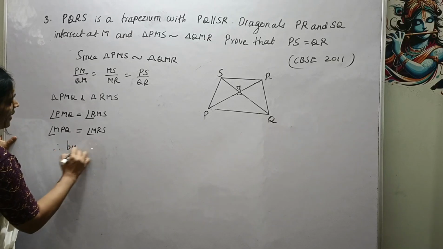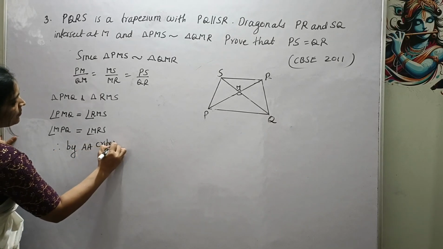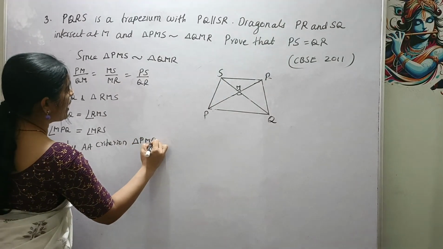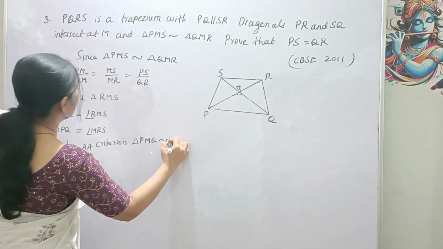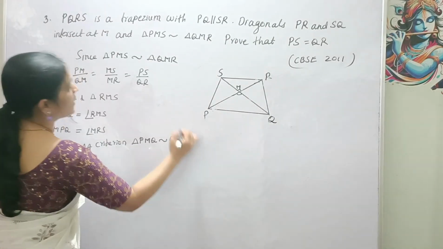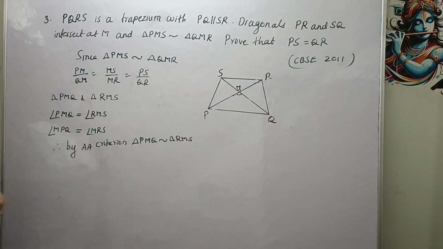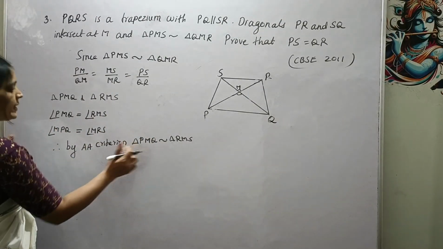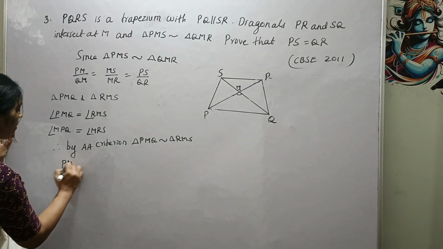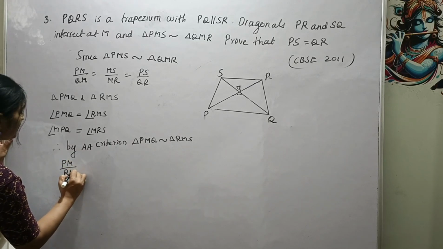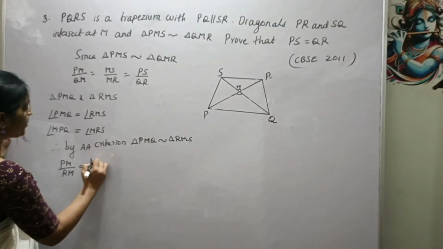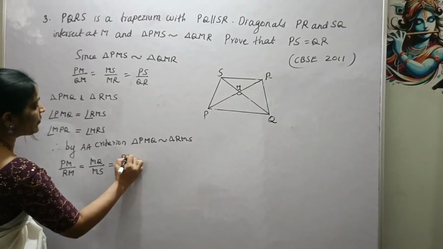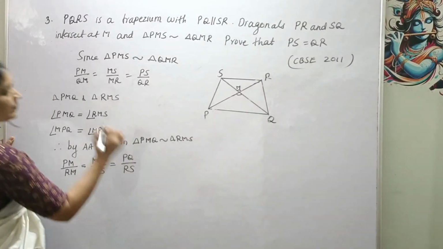Therefore, by AA criterion, triangle PMQ is similar to triangle RMS. Now, since these triangles are similar, their corresponding sides are proportional. That is PM divided by RM is equal to MQ divided by MS is equal to PQ divided by RS.